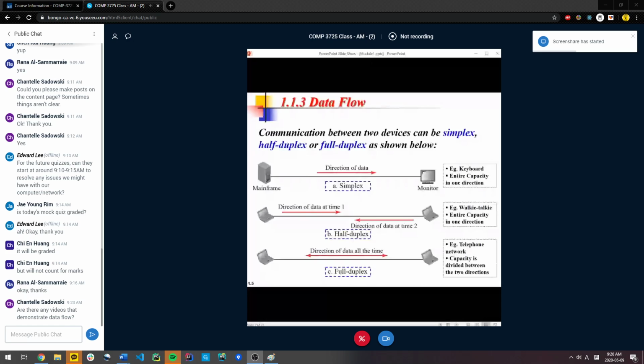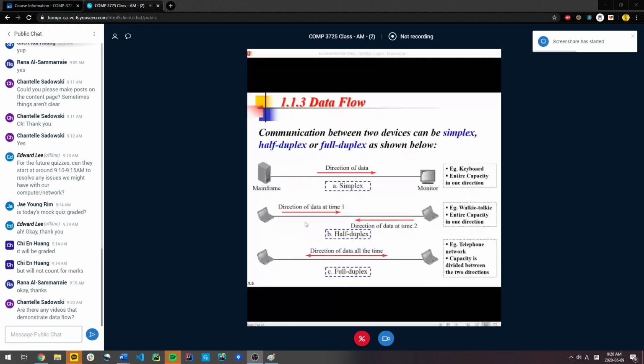Chantal, I don't really know what you mean by videos that illustrate data flow. It just means that there's a stream of bits that goes from one sender to the receiver, either only in one direction, in both directions but taking turns, or simultaneous in both directions.